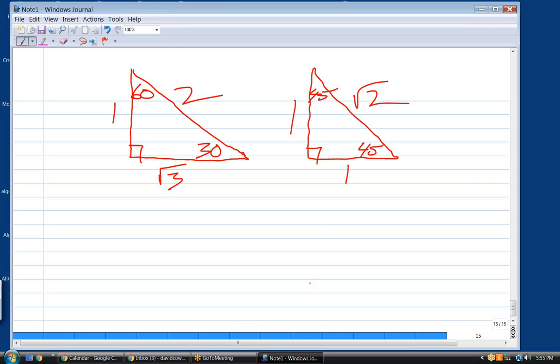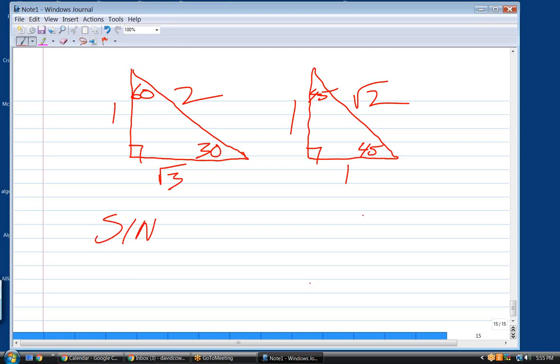Okay? If you can recreate both of these triangles from memory, and you want to be able to, trust me, then you can do your trig functions of all of your common angles in the first quadrant.